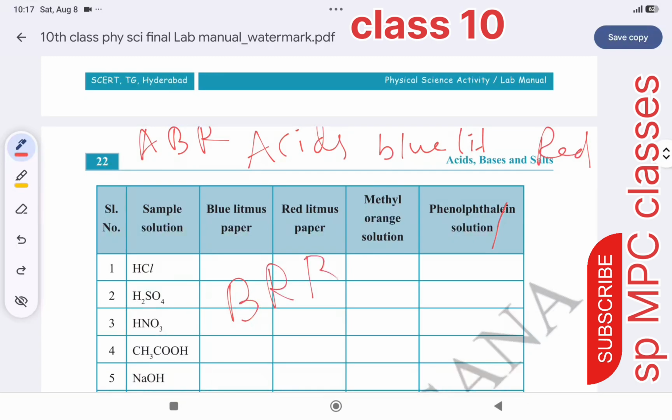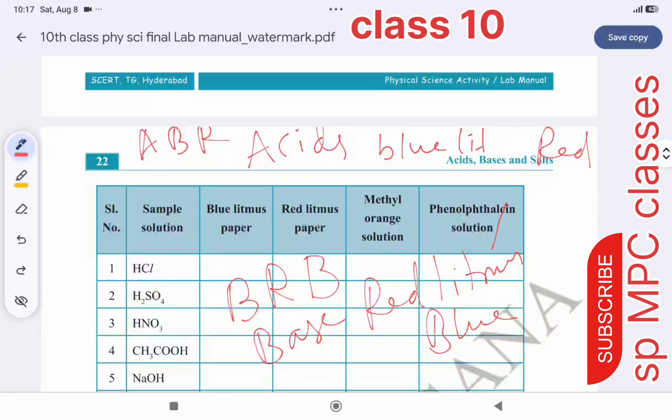BRB, Bharat Bandh. B means base. Convert red litmus paper to blue. Bharat Bandh. So these are the two codes you can remember. If you are perfect, no need of any code. Those who are learning for the first time can remember Ambedkar Bharat Bandh.